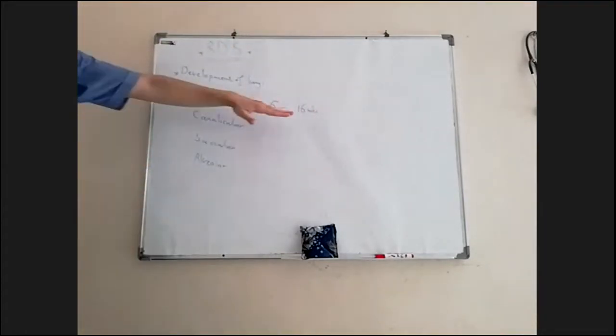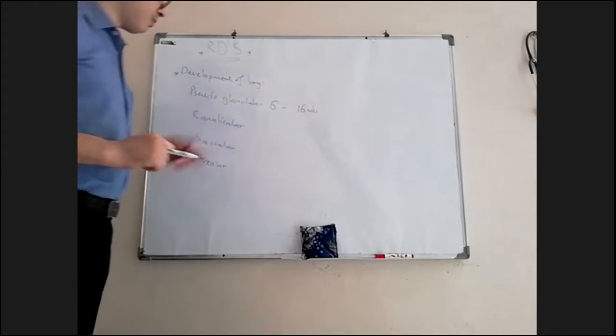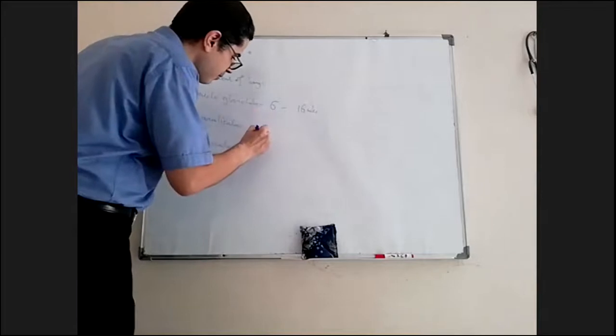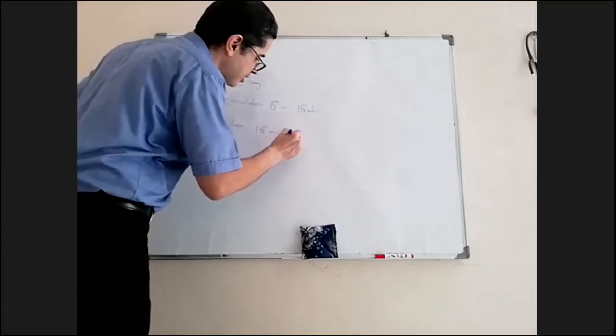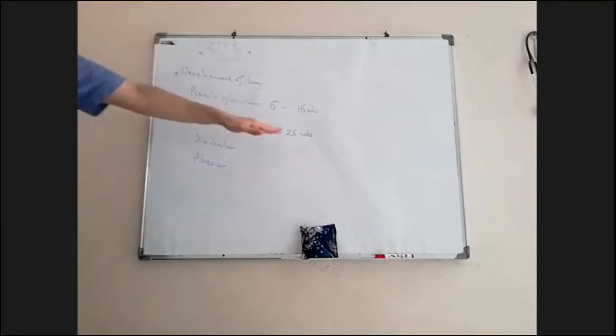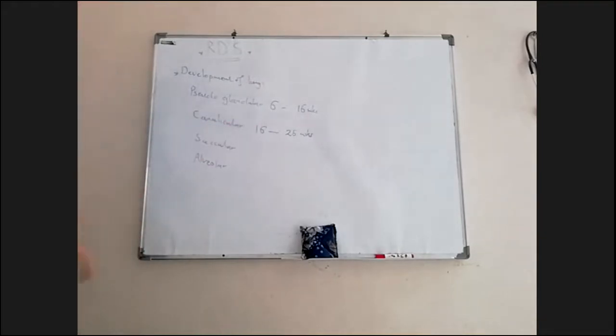You will not see babies with pseudoglandular. You will not see a baby of 16 weeks in the labor room or in the neonatal unit. Canalicular is 16 to 26 weeks. This one you may see, because you may take care of a 26 weeks newborn, or 25 or 24. So you may see some babies with canalicular. The lung is not well developed. It is not fit for gas exchange, because for gas exchange we need alveoli.